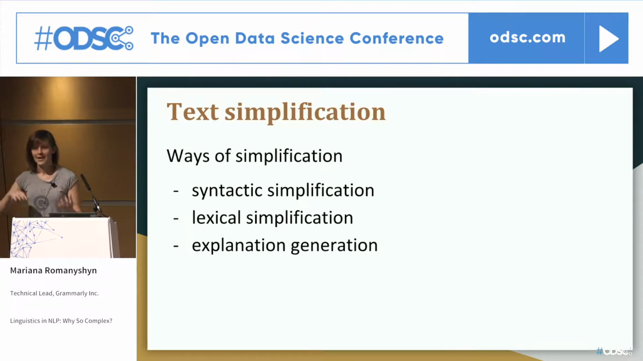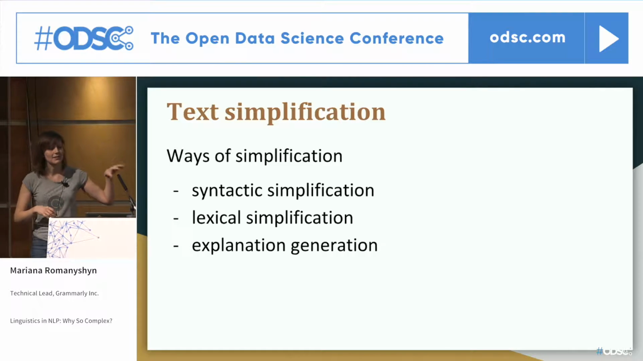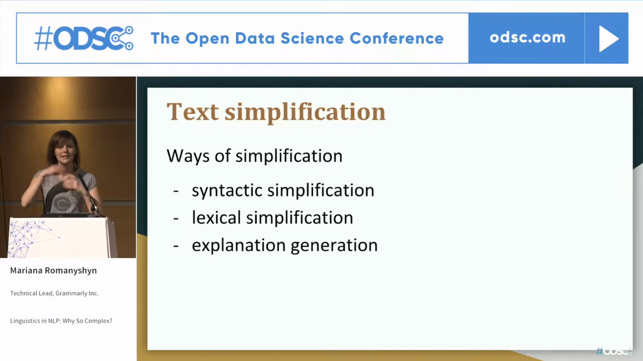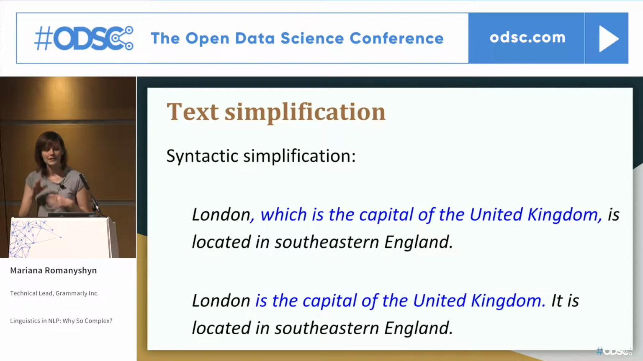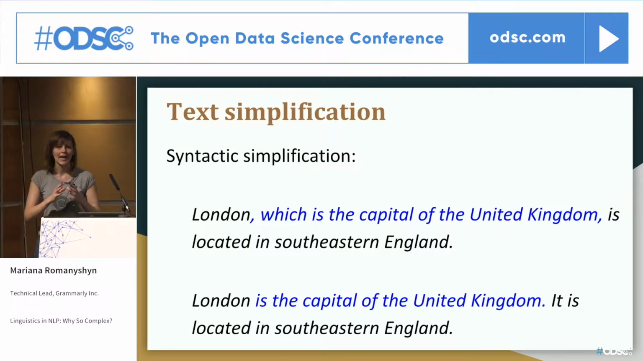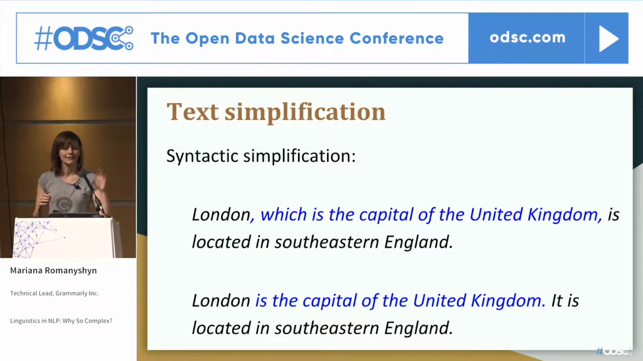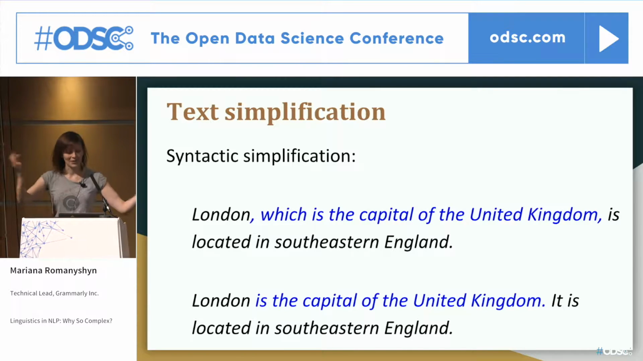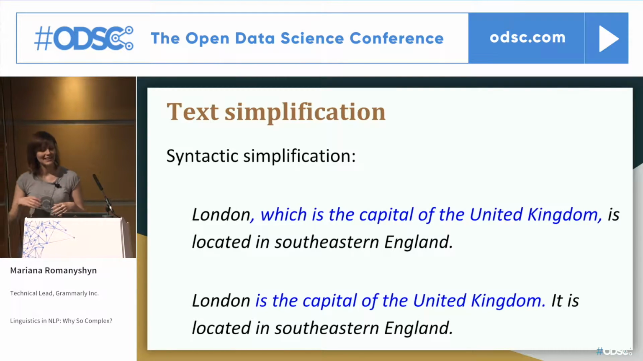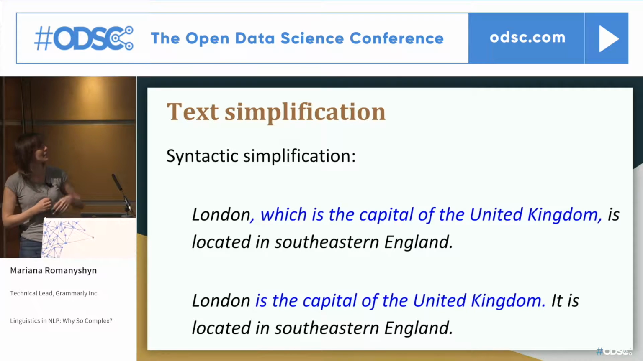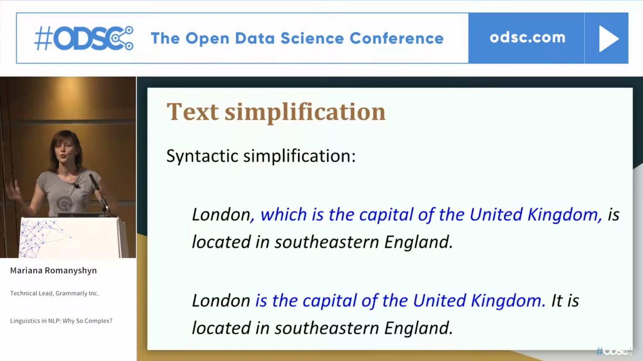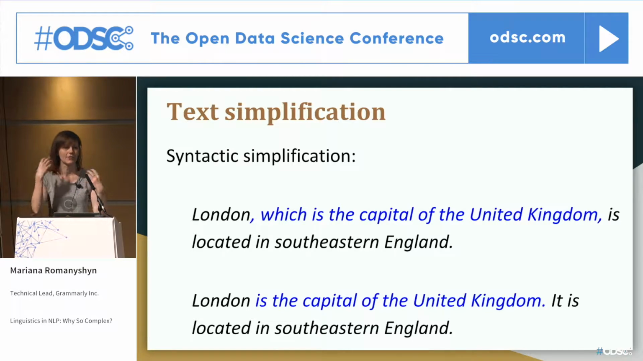There are different ways of text simplification. The main ones are syntactic simplification, lexical simplification, and explanation generation. If we're talking about syntactic simplification, we take really long, complex sentences, like "London, where we are now, thanks for coming, which is the capital of the United Kingdom, is located in southeastern England." And you can break that complex sentence into 2 shorter ones, and that will facilitate reading comprehension of people with lower literacy level, for example.